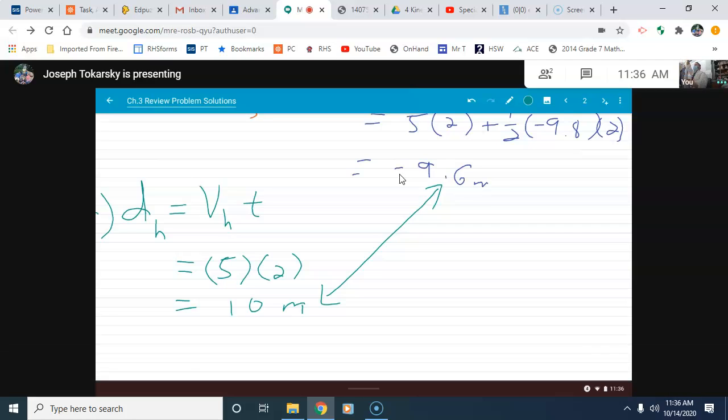If we just want the total distance between the two, we add their magnitudes, right? Magnitude just means a number. So total D between the two, we just add those up, only their magnitude. It's going to be equal to 19.6, or close to 20 meters. We just add those together.